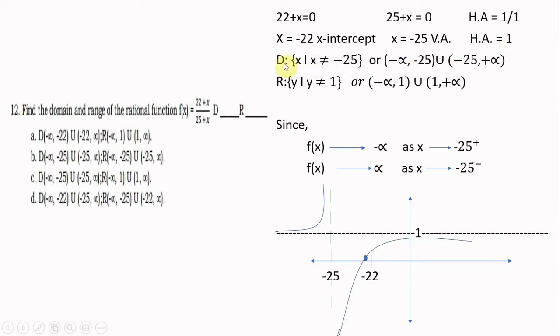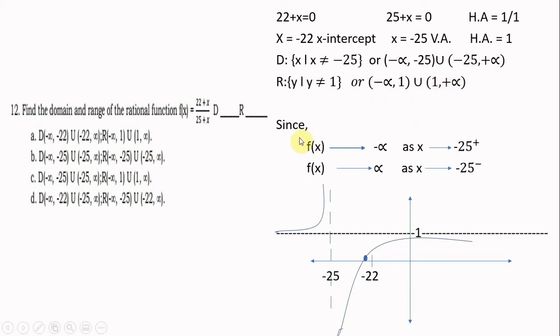Now, to get the domain, we will base it only on its vertical asymptote, negative 25. In set builder form, it is the set of x such that x is not equal to negative 25, or in interval notation, negative infinity to negative 25, union, negative 25 to positive infinity. And for our range, since our horizontal asymptote is 1, our range is the set of y such that y is not equal to 1, or in interval notation, negative infinity to 1, union, 1 to positive infinity.